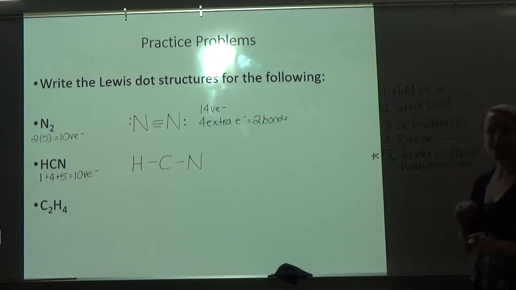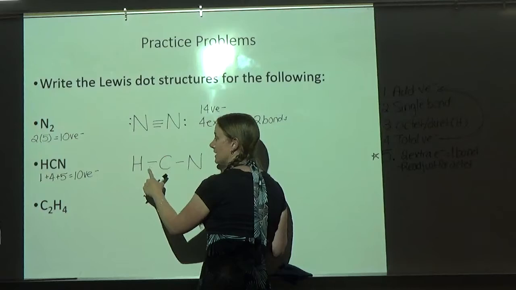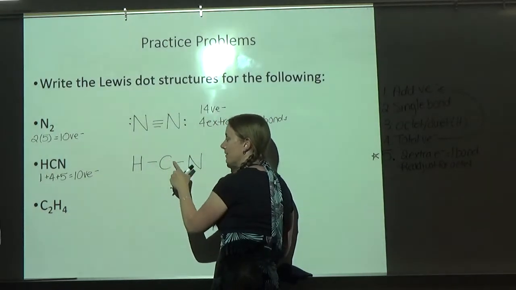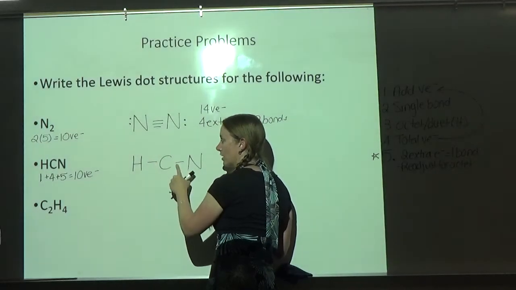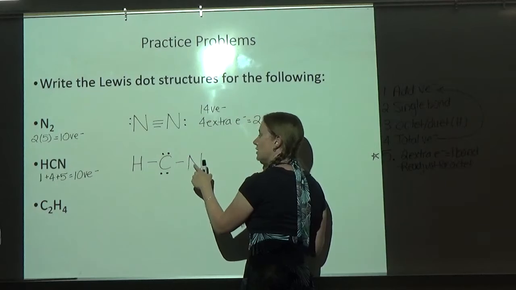So next step is octet and duet rule. Well, hydrogen follows the duet rule. So if I look, it does have 2. Carbon and nitrogen follow the octet rule. So carbon right now has 2, 4. So it needs 4 more to have 8. Nitrogen has 2.